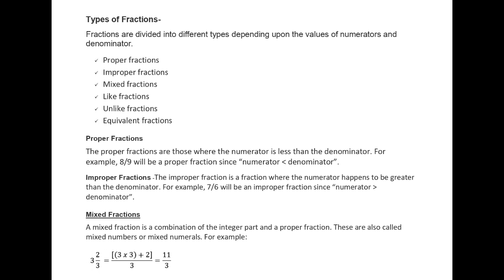Proper fractions. Proper fractions are those where the numerator is less than the denominator. For example, 8/9 will be a proper fraction since numerator is less than denominator. Improper fractions. An improper fraction is a fraction where the numerator happens to be greater than the denominator. For example, 7/6 will be an improper fraction since numerator is greater than denominator.